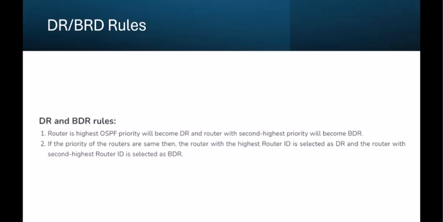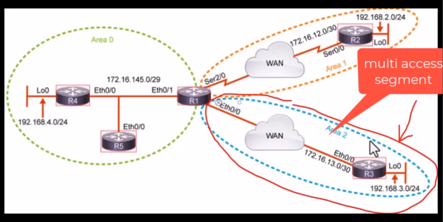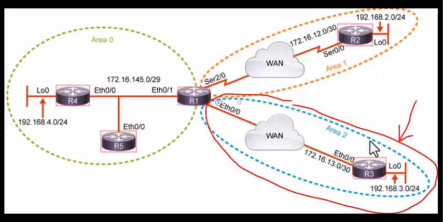So if another router joined this multi-access segment, it won't become DR or BDR until a re-election happens, and it has to have a router ID higher than R1 and R3 to become a DR or BDR.